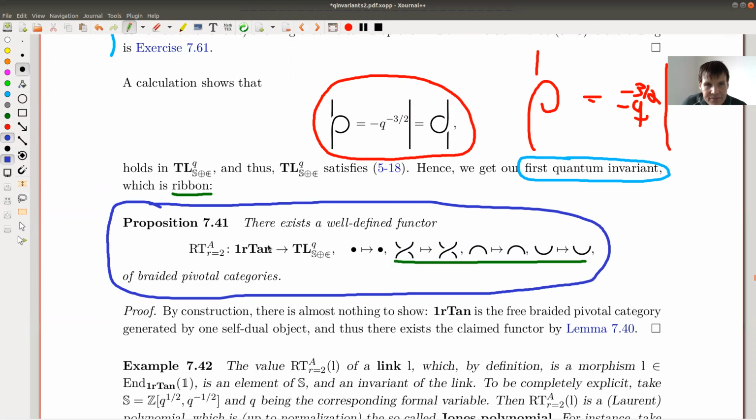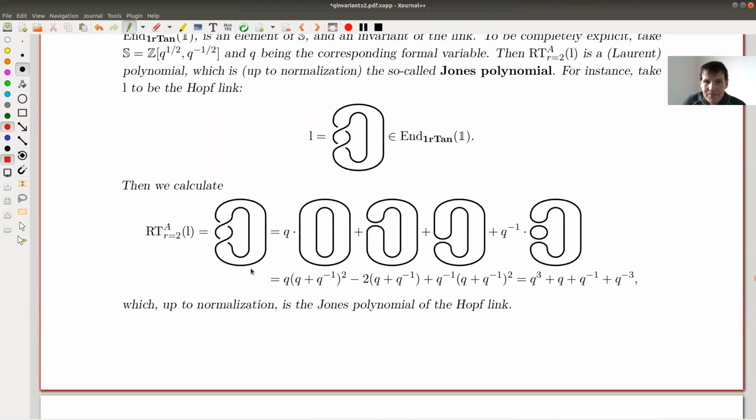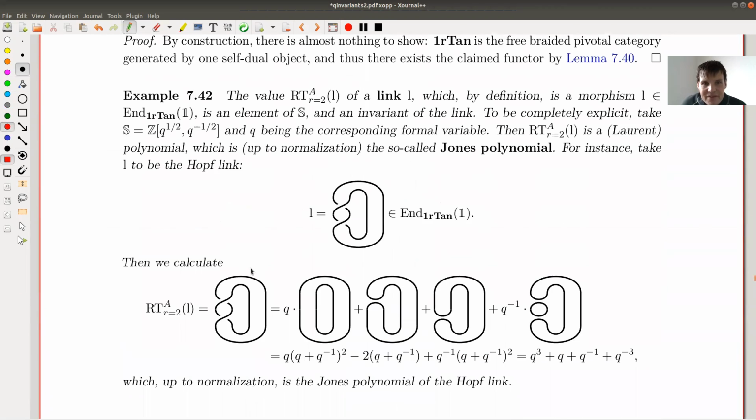And that's really good. I call it the Reshetikhin-Turaev functor. So RT, we'll see more RT, that's why I call it. So the RT functor. And how does it work? So let me do this example. This example is really, really nice.